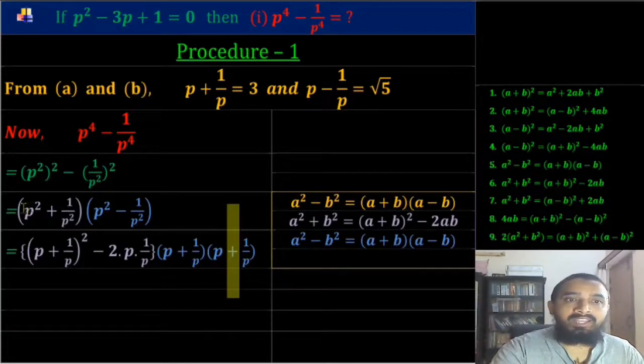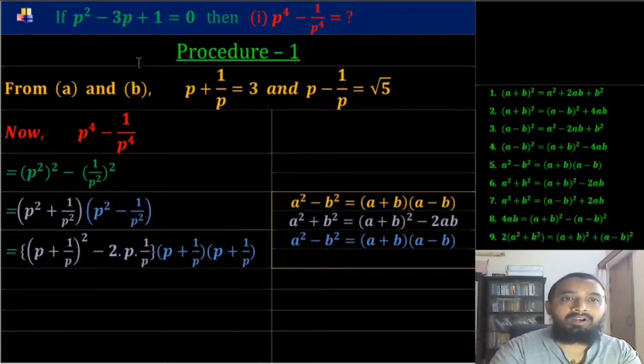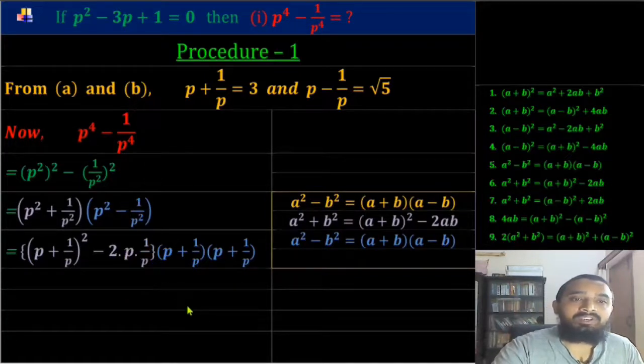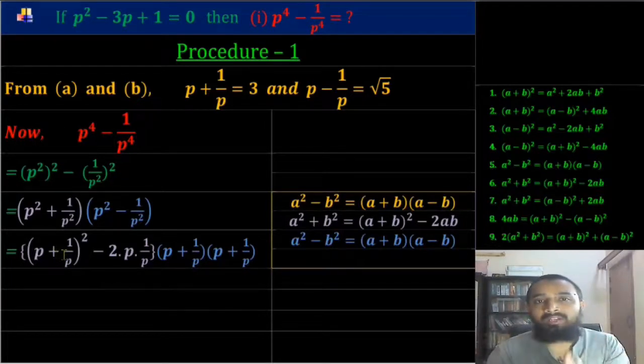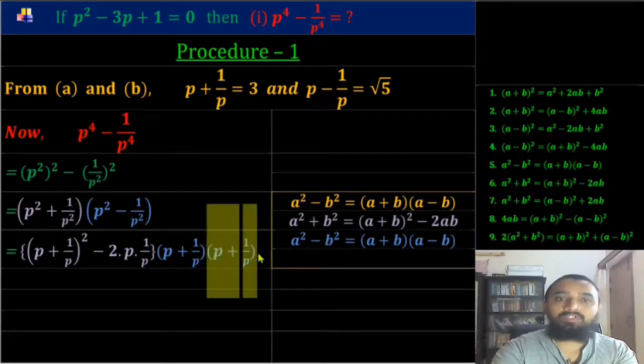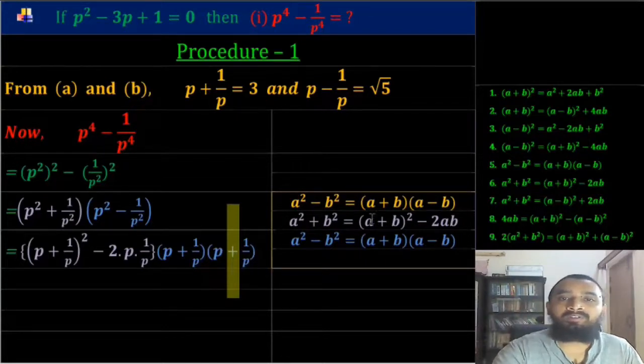Now for the inner portion or the purple color portion we apply the corollary using the plus value, and there we get p plus 1 over p whole square minus twice p into 1 over p. So look, this portion omits each other. We just need to put down the value. So here the value of p plus 1 over p is equal to 3, and this is p minus 1 over p. I repeat, this will be p minus 1 over p, this sign will be minus, so the p minus 1 over p value is root over 5.